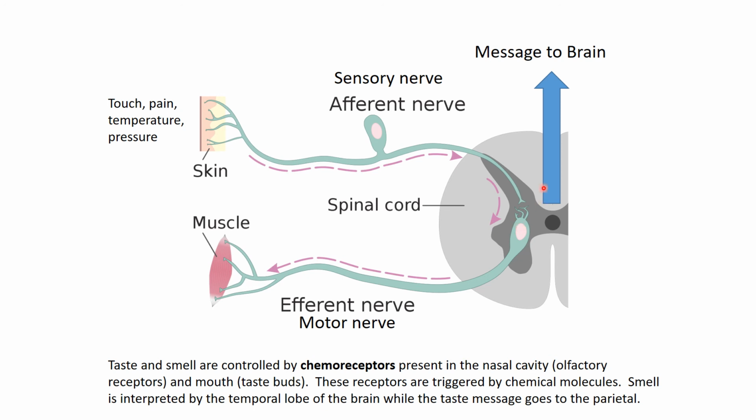So let's say you're feeling pressure, you want to move your hand. So the message coming in is that there is pressure on your hand. The brain is going to send a message back down through motor neurons that is going to go to the muscle, and it's going to tell your muscle to move your arm or move your hand. And that is a motor neuron or an efferent neuron. So the message is going to be sent to the brain through a sensory or afferent nerve, and it's going to come from the brain as a motor nerve or an efferent nerve.